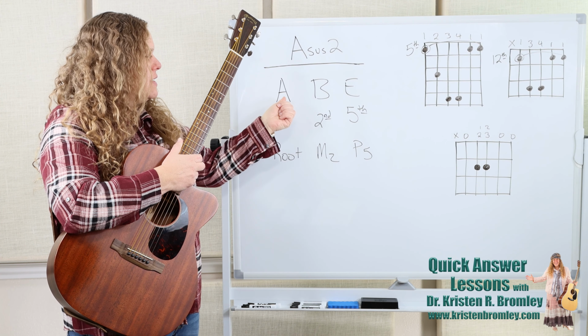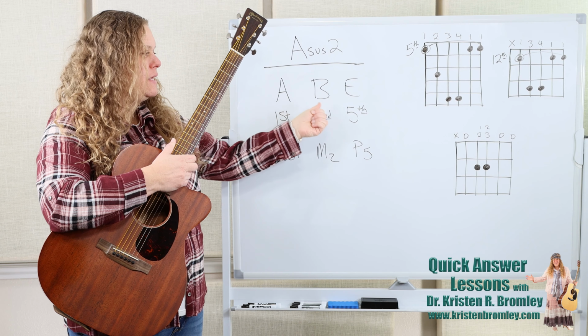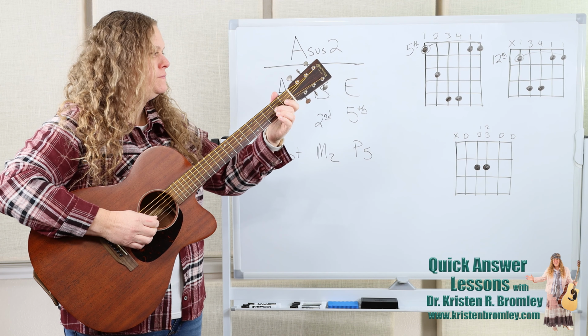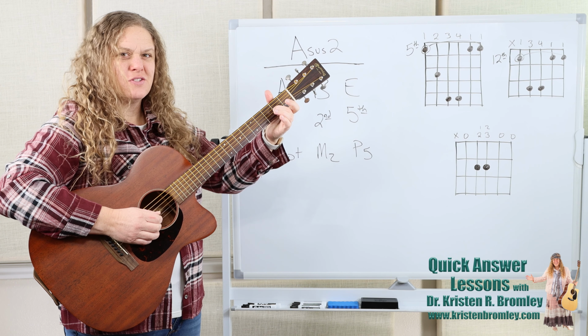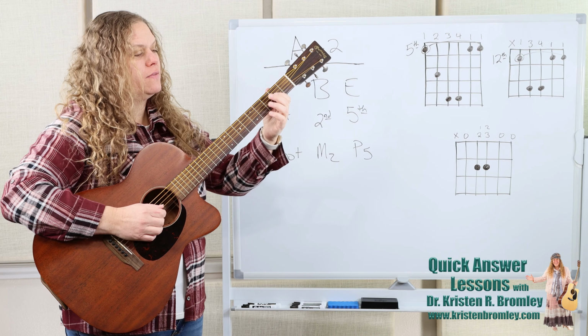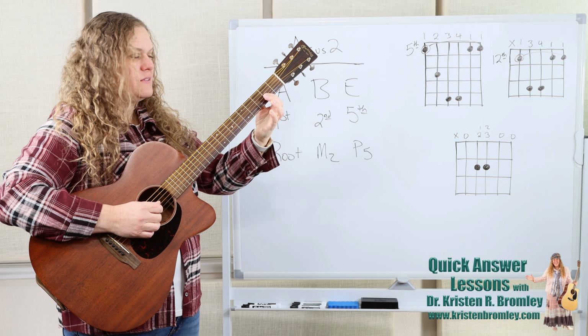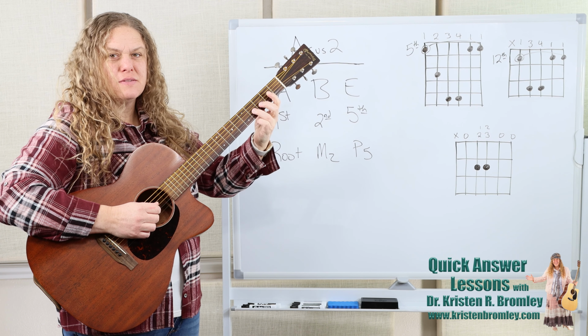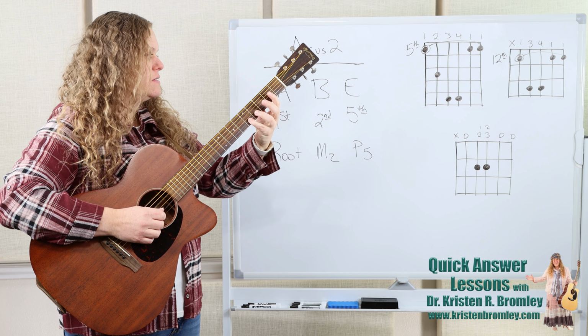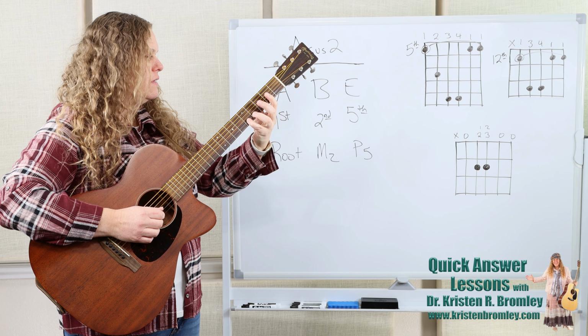The A sus2 has the notes A, B, and E in the chord. So just as simple as that. These notes come right out of the A major scale. The A is step 1 of that scale, the B is step 2 of that scale, and the E is step 5 of that scale.